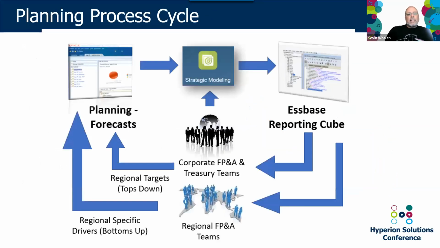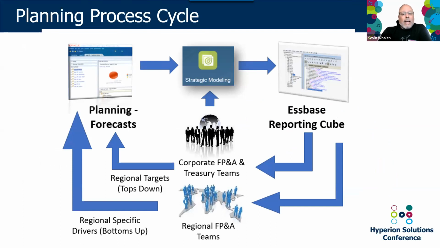So here's a planning process cycle and how you may want to incorporate this if you had a global company and wanted to put in the strategic modeling. You have your corporate FP&A and treasury teams, and these guys are going to be connected to Wall Street and the executive suite, and they're going to have an idea of what their targets are going to be, kind of a top-down approach. Then you're going to have your regional FP&A teams all around the globe, all around the country, or however you're set up.